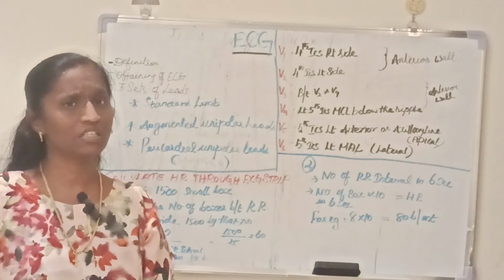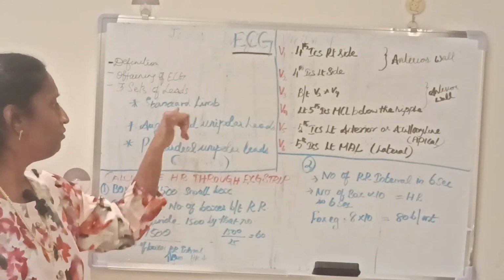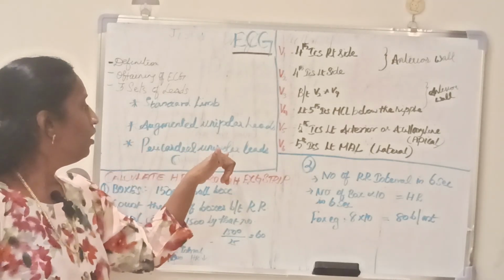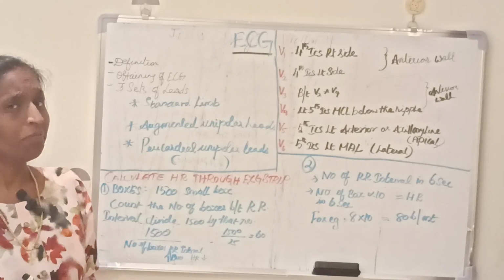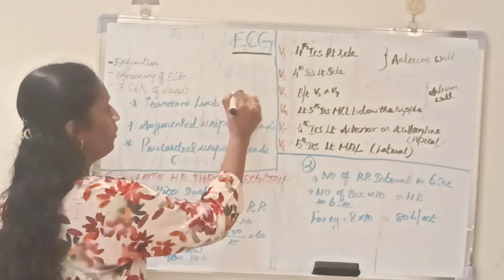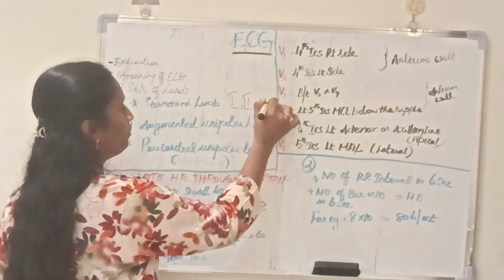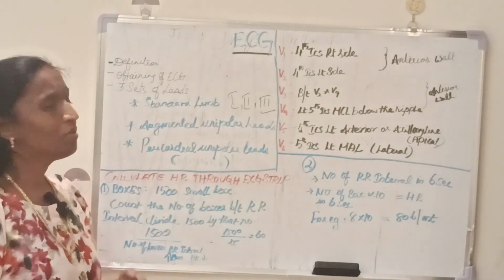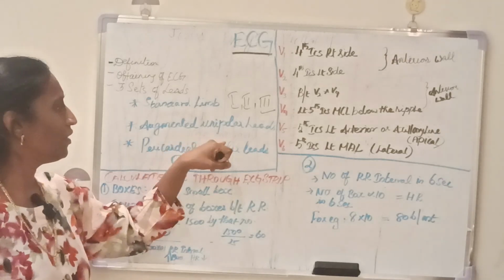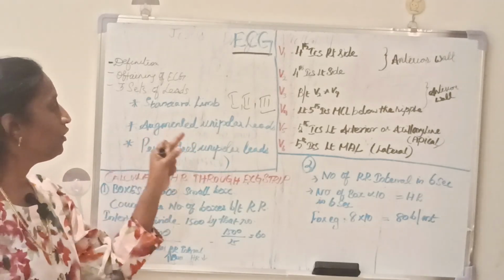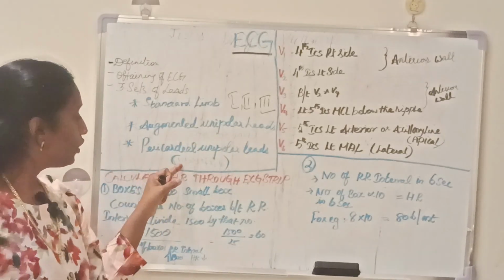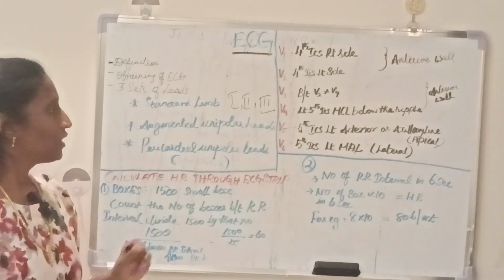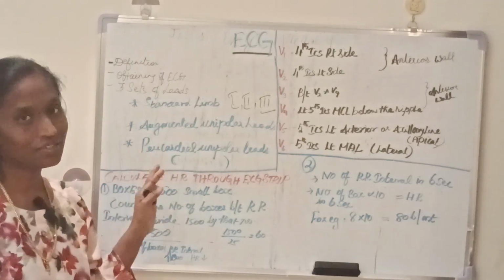We have 3 sets of leads: the standard limb leads, the augmented unipolar leads, and the precordial unipolar leads. The standard limb leads you can see like this, they will be 1, 2, 3. And then the augmented unipolar leads, mainly AVR, AVL, AVF. And then the precordial unipolar leads are V1, V2, V3, V4, V5 and V6. Okay. So these are the 3 sets of leads that we have.